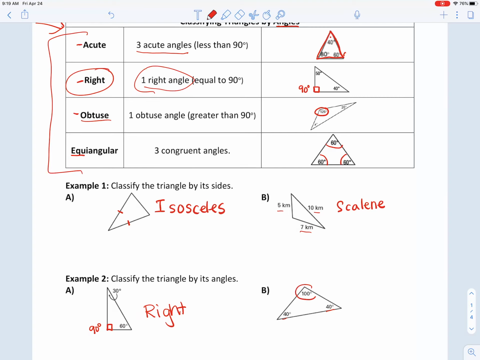In letter B, we've got a 40-degree angle, a 40-degree angle, and a 100-degree angle. 100 is bigger than 90. That means it's an obtuse triangle.